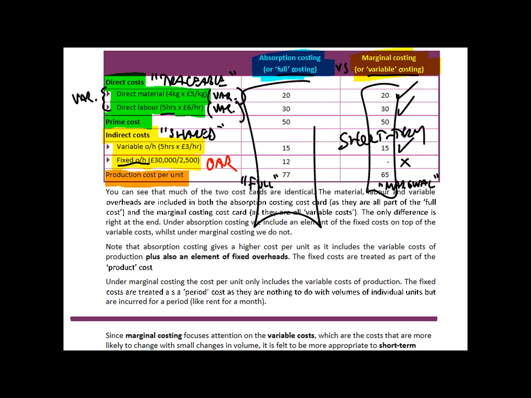So perhaps in the longer term, if I'm deciding prices for the year, for instance, I should use absorption costing on the basis that I should try and charge at least £77 because I do need to cover my fixed costs at some point. So for a single one-off transaction, your fixed costs won't change, so you can use the marginal cost. Whereas if I'm looking at a long-term decision, perhaps on the prices I'm going to charge over the whole year, I do need to cover my fixed costs somewhere, so I'm probably better to use the absorption costing information.